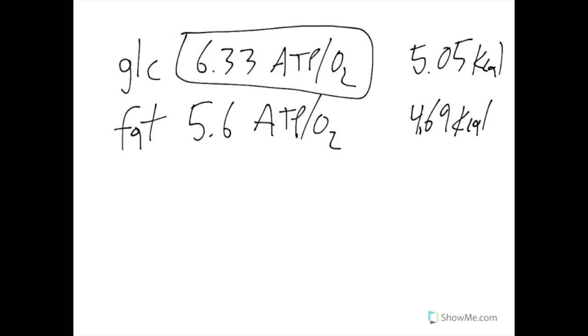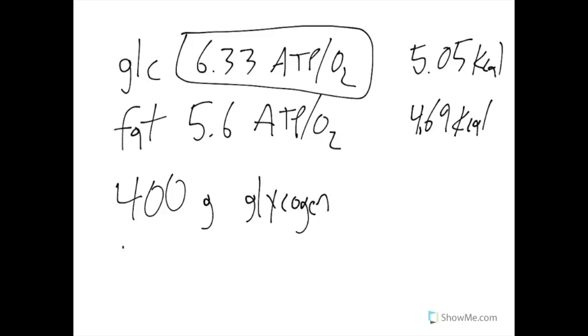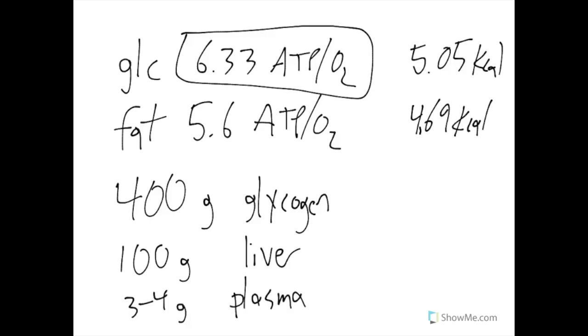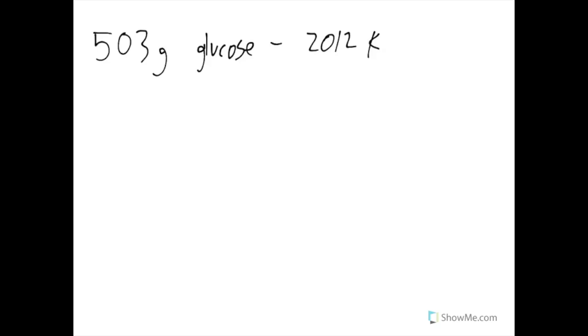Unfortunately, there's a limited supply of glucose. The average person may have about 400 grams of glucose in its storage form called glycogen. About 100 grams is stored in the liver, the rest being in the muscles, and only about 3 to 4 grams circulating in your plasma. So we have only about 503, therefore, total grams of glucose available in our body, which yields about 2,012 calories of total energy.